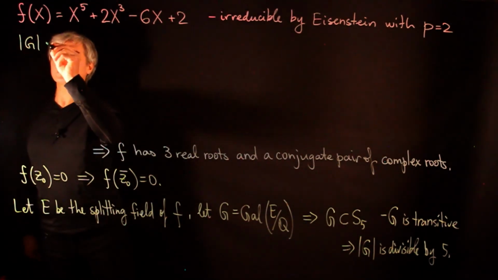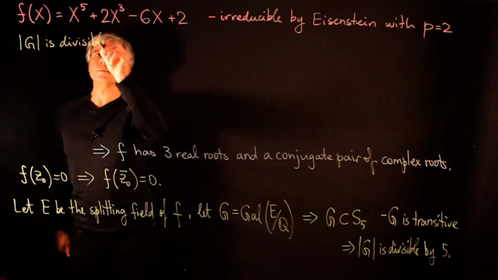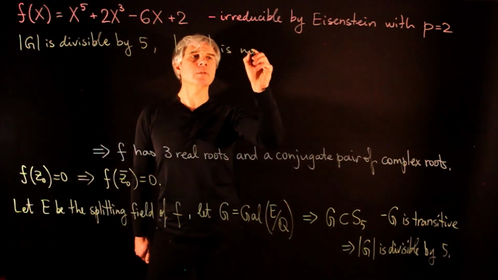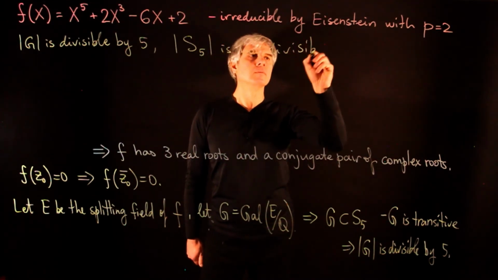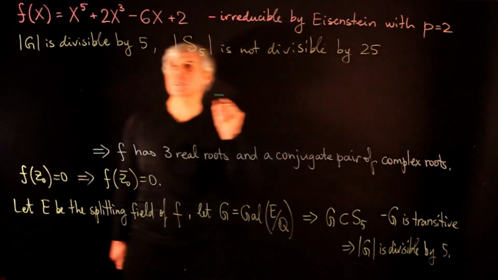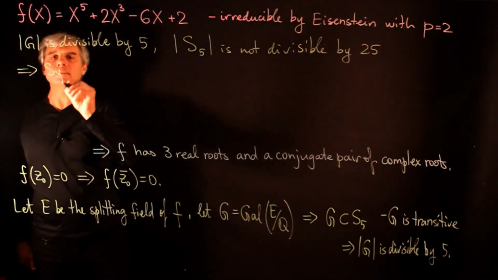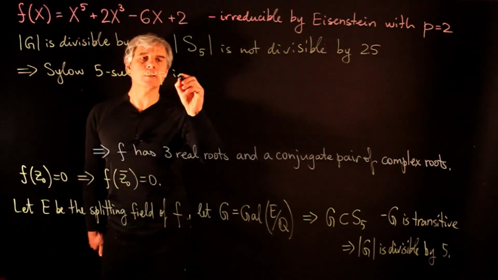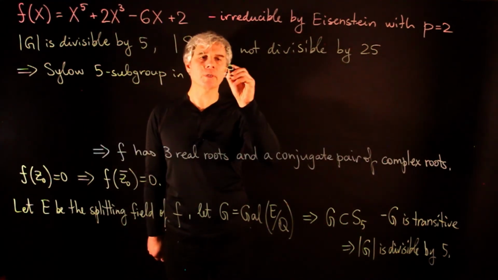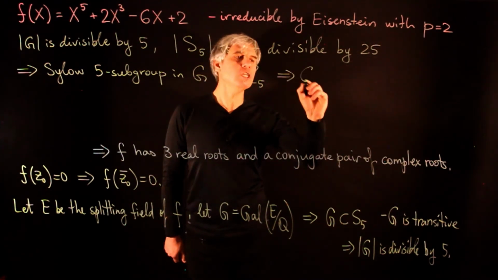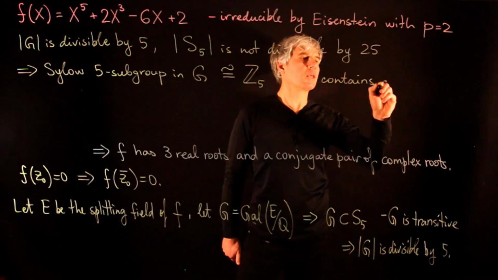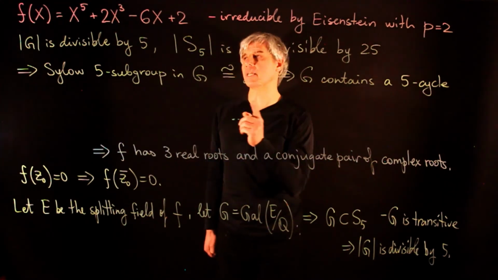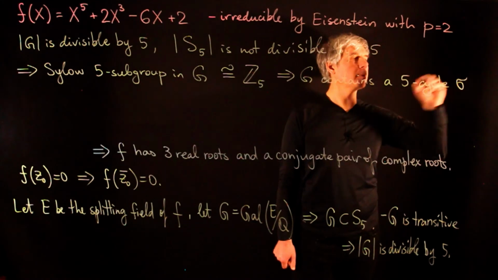Since the order of G is divisible by 5, and the order of S5 is not divisible by 25, this implies that the Sylow 5 subgroup in G is isomorphic to Z5, and thus G contains a 5 cycle, because 5 cycles are the only elements of order 5 in S5. Let's denote this 5 cycle by sigma.